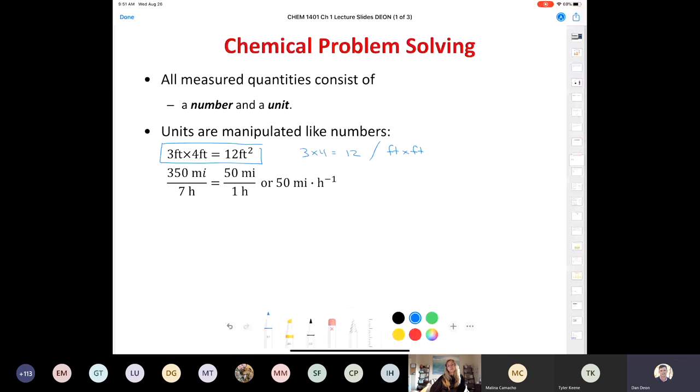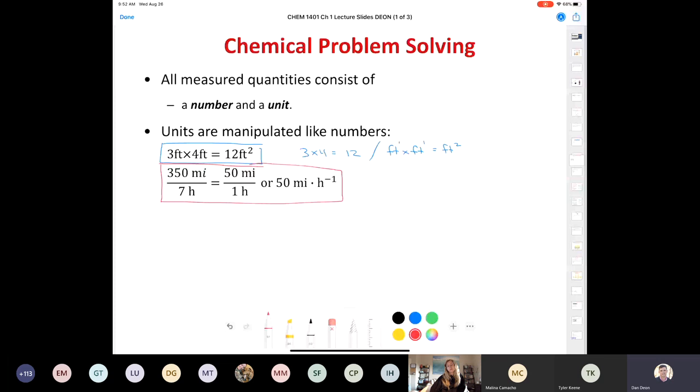And the reason you know that is because you've learned in math class that feet to the power of 1 and feet to the power of 1, when we multiply things that are to the exponent of 1, we simply add those to get feet squared. Let's take a look at this example down here. So again, we're manipulating units the same way we manipulate numbers. It says here that 350 miles in 7 hours, we can reduce that down to 50 miles in 1 hour. If you just divide 350 by 7, you get 50.